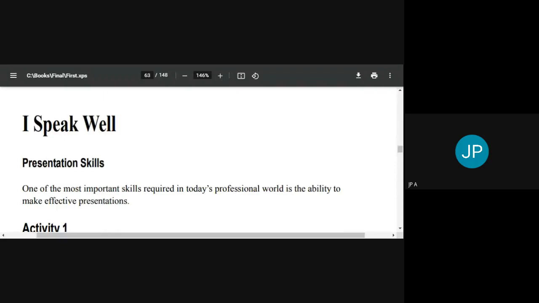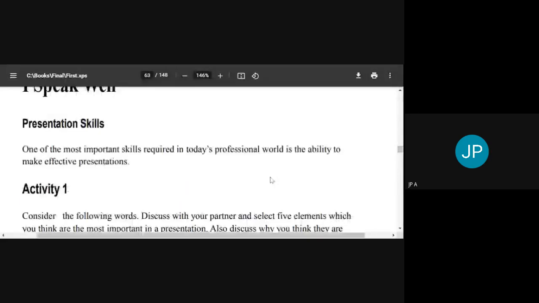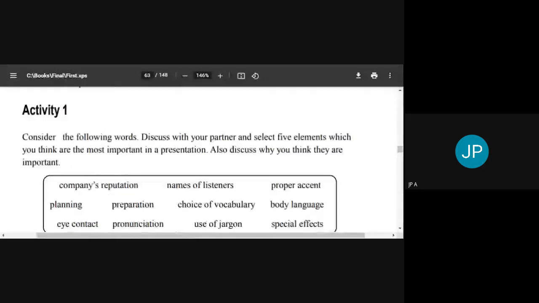So this is a very important skill that we need in today's world. So as the beginning of this chapter says, one of the most important skills required in today's professional world is the ability to make effective presentations. So our presentations have to be very effective. So how can we make effective presentations? So let us, yes, Fatima, Shirin, that is right. LSRW is listening, speaking, reading, and writing. So here we are focused on the speaking skills. Okay, that is the second skill.